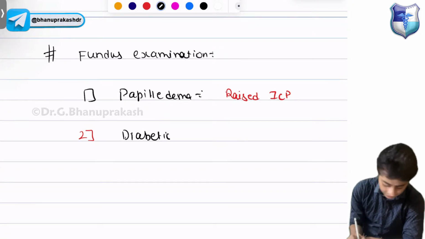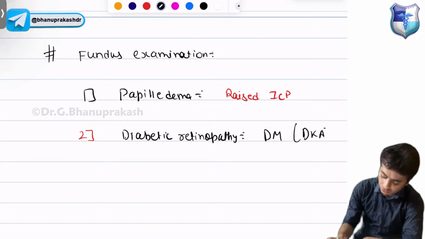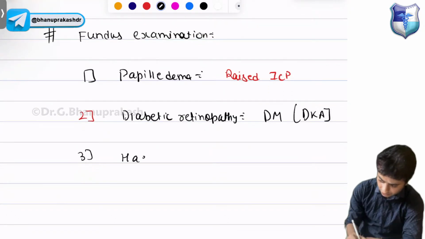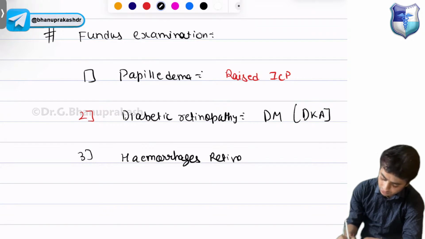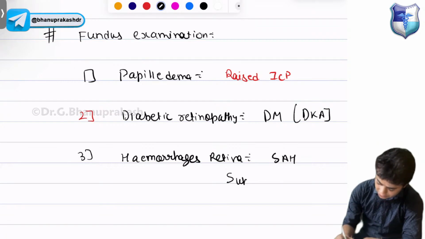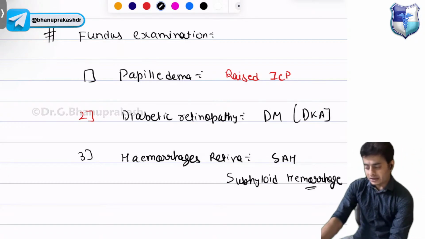डायबिटिक रेटिनोपैथी. If patient is of diabetes mellitus, then on eye examination you can get diabetic retinopathy also. Other thing, there can be hemorrhages on retina due to subarachnoid hemorrhage or subhyaloid hemorrhage. Yeah, Naveen, you're right. ठीक है. So these all things you can find in your fundus examination.